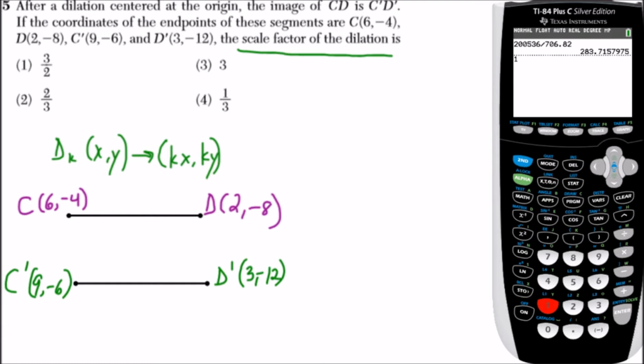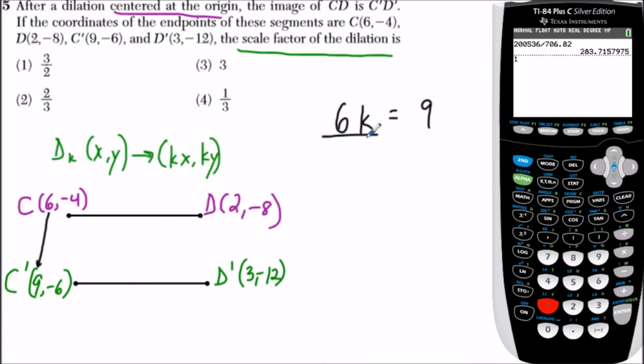So the way we're going to solve for the scale factor is we could use this formula: any point x, y dilated by a scale factor of k centered at the origin, all we need to do is multiply x and y by the same constant k. So let's say I take the x value for coordinate C, then the x value for the coordinates for C prime is simply the original x value, 6, times k equals 9. So I'm just multiplying by the scale factor to get my image here.